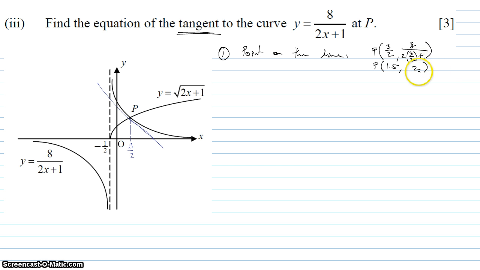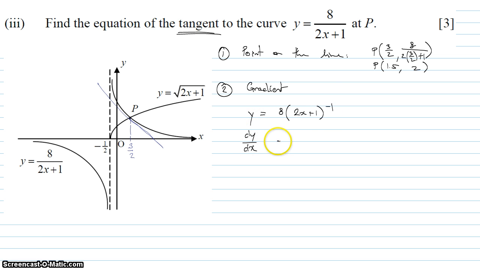Then, what's the second thing I need? The second thing I need is the gradient at that point. So the gradient is, of course, just given by the derivative. So I'm just going to find out what dy by dx is. Before I do that, recall that y, I can also write this as 8 times (2x plus 1) to the power of negative 1, right? So what can I say about dy by dx?